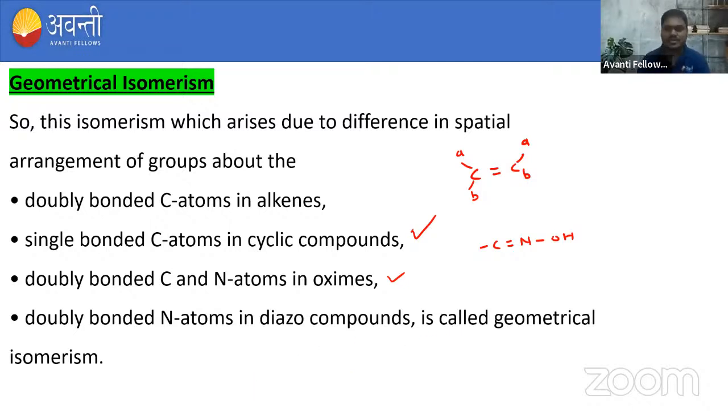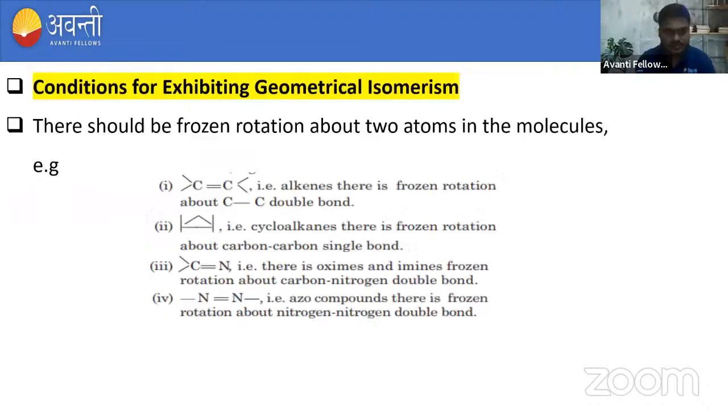So this is how we can define geometrical isomerism. That is, this isomerism which arises due to difference in the spatial arrangement of groups about the doubly bonded carbon atoms in alkenes, single bonded carbon atoms in cyclic compounds, doubly bonded carbon and nitrogen atom in oximes, and doubly bonded nitrogen atom in diazo compounds is called geometrical isomerism. So I hope this is clear to you, what is geometrical isomerism. Okay, next, what are the conditions for exhibiting geometrical isomerism?